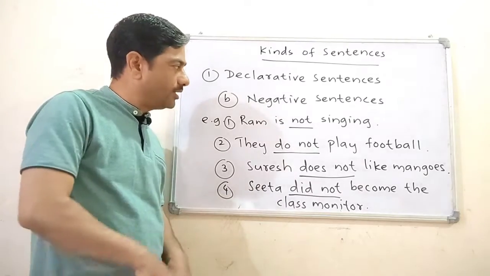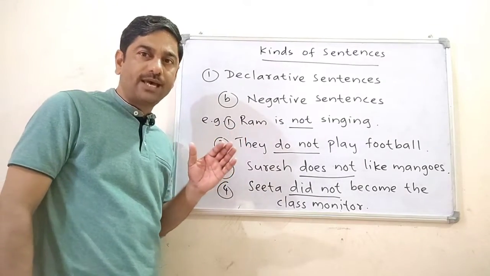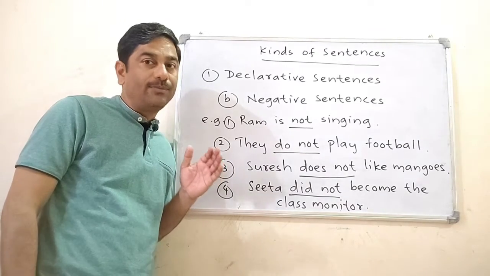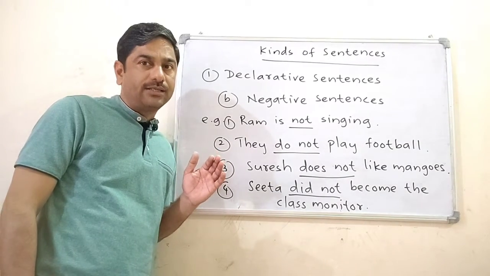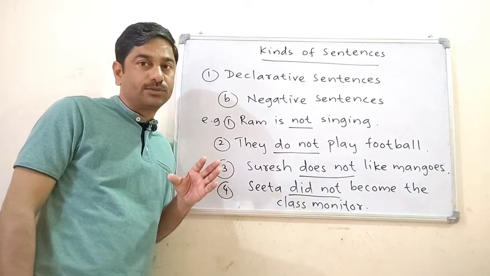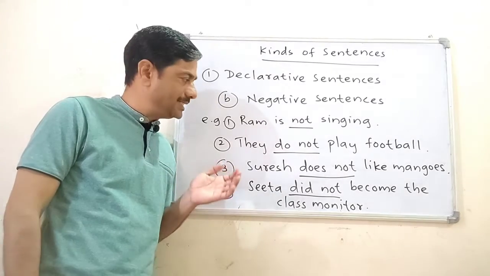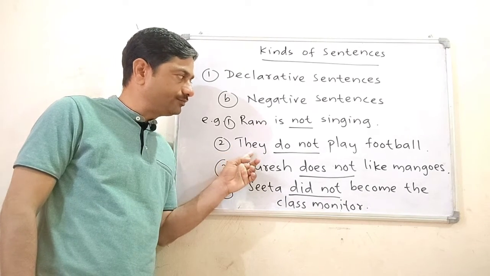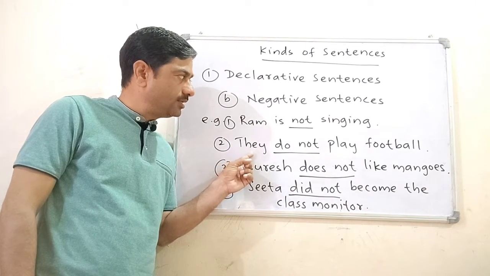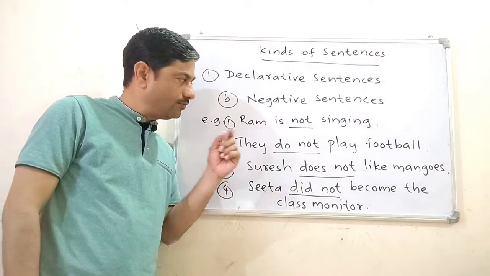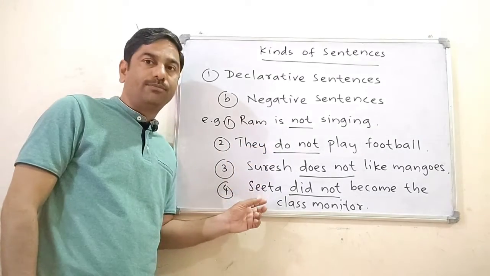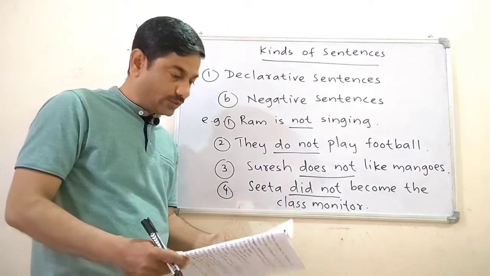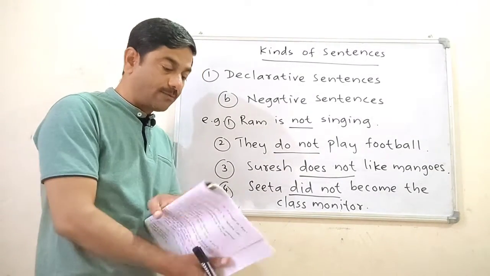In some of the examples we make use of am, is, are, these helping verbs. Generally we make use of helping verbs to prepare negative sentences. Sometimes we make use of do, does and did. For simple present tense we make use of do not or does not, and for simple past tense we make use of did not.